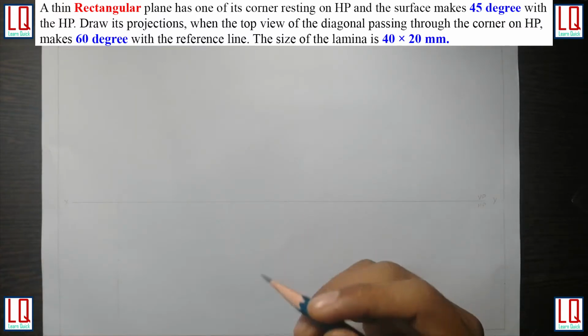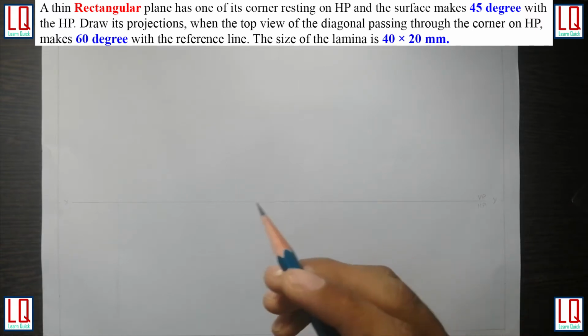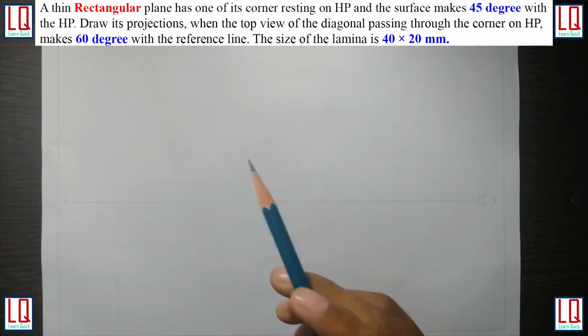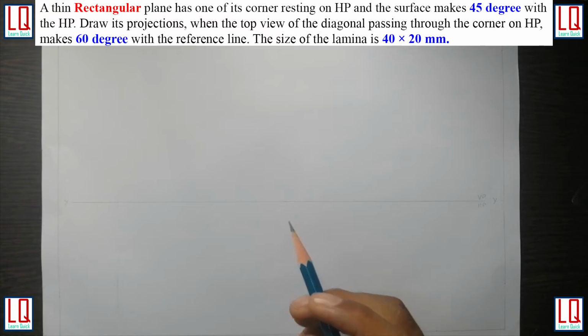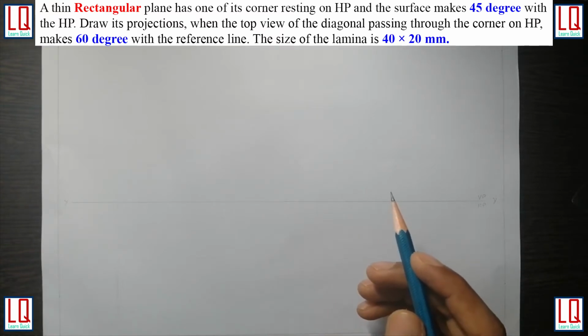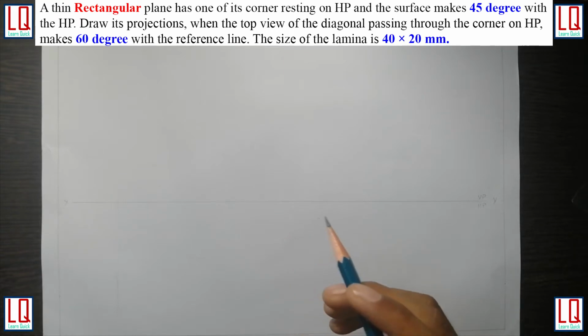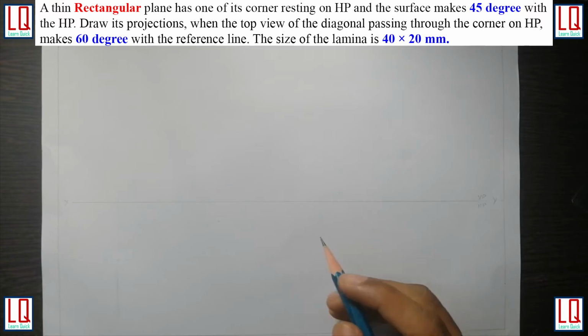I am Sharif, here to explain you a problem on projection of plane rectangle. Let's read the question. A thin rectangular plane has one of its corners resting on HP and its surface makes 45 degree with HP. Draw its projection when the top view of the diagonal passing through the corner on HP makes 60 degree with the reference line. The size of the lamina is 40 cross 20 mm.